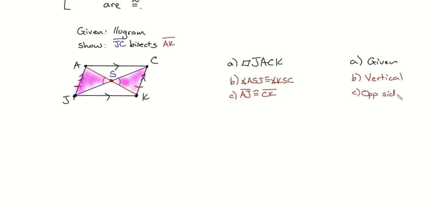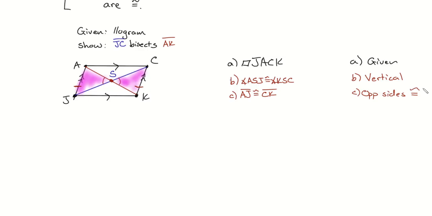I know that we're talking about a parallelogram. Opposite sides are congruent. And we're just going to mark this. Now, maybe we have something marked that we didn't really need. The goal right now should be for us to show those two triangles are congruent to each other.